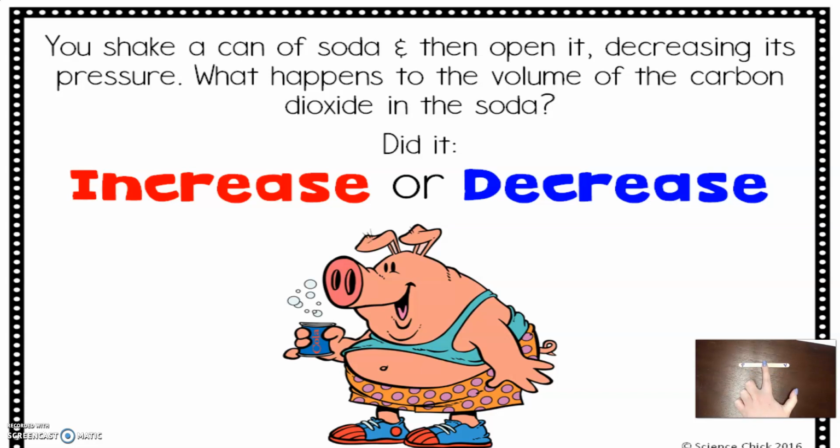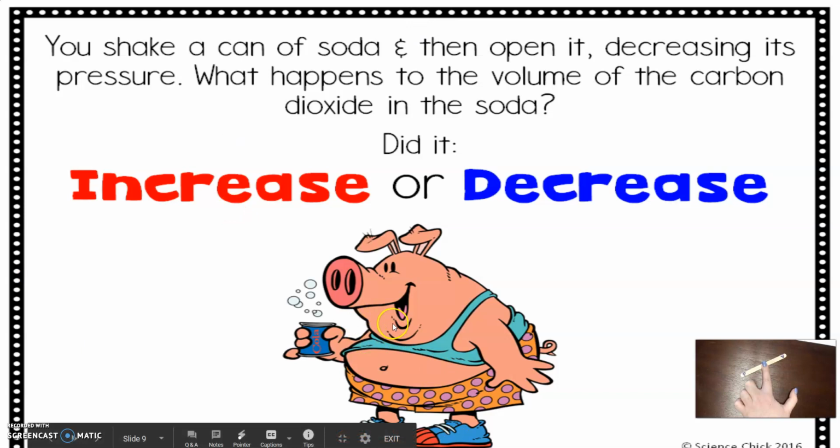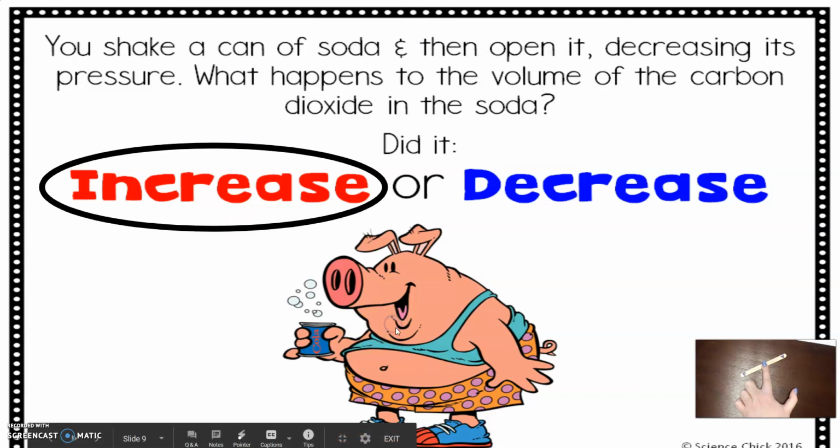It says that I've decreased the pressure as I open the can. So I'm going to move the P down. As I do this, I can see that the volume is increasing. It's moving up. So for this first example with my soda, I am increasing the volume.